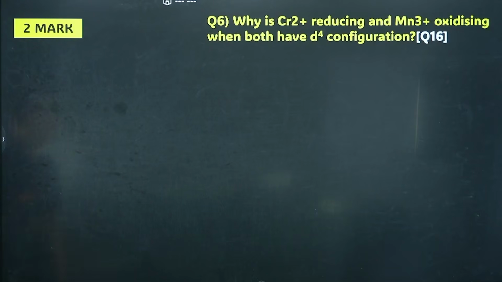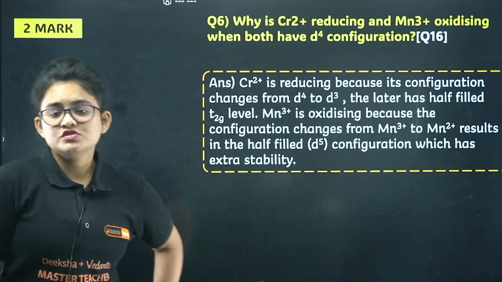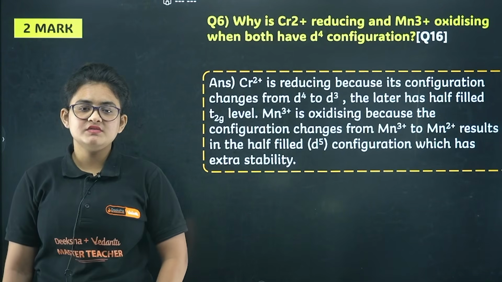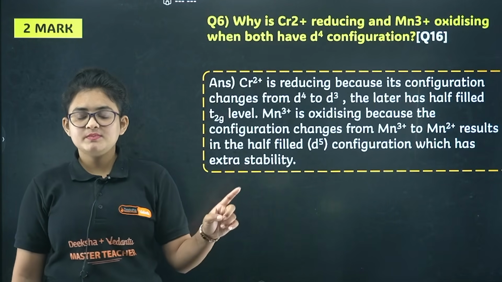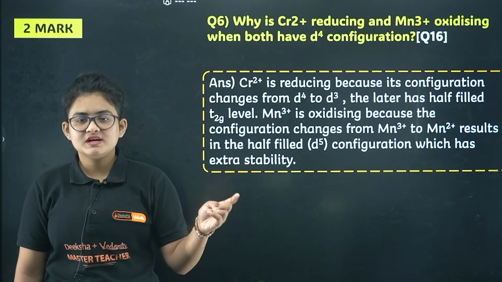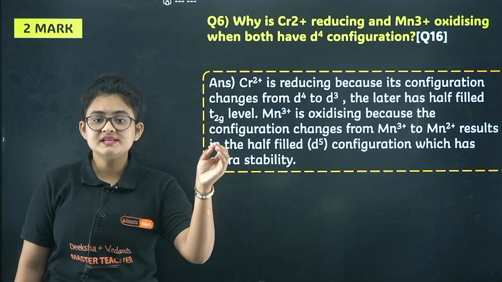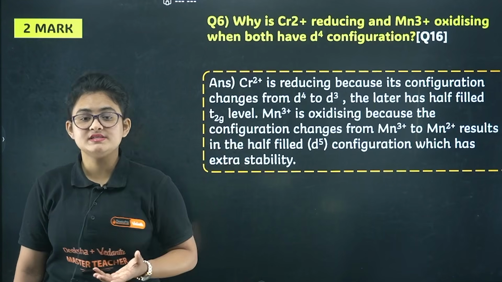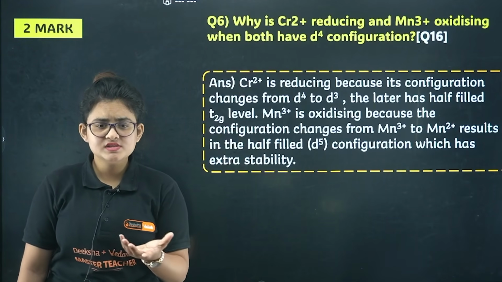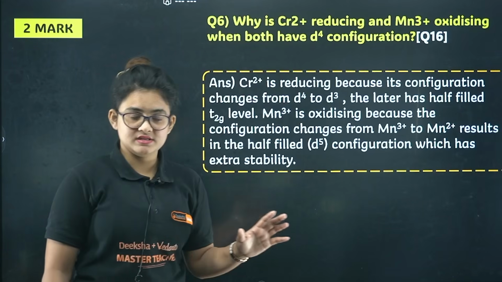Let's proceed. Why is Cr2+ reducing and Mn3+ oxidizing when both have d4 configuration? So Cr2+ is reducing because the configuration changes from d4 to d3, but Mn3+ is oxidizing because the configuration changes from Mn3+ to Mn2+, that is d5 configuration, right, which has half-filled stability. d3 has no such stability, but d5 has extraordinarily symmetrical stability, right.